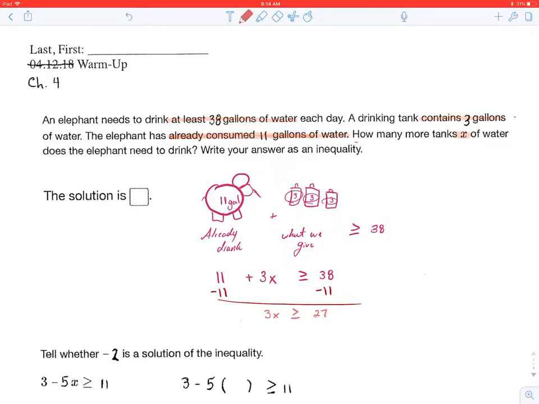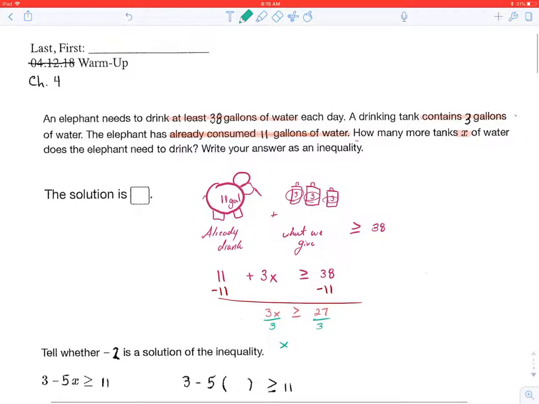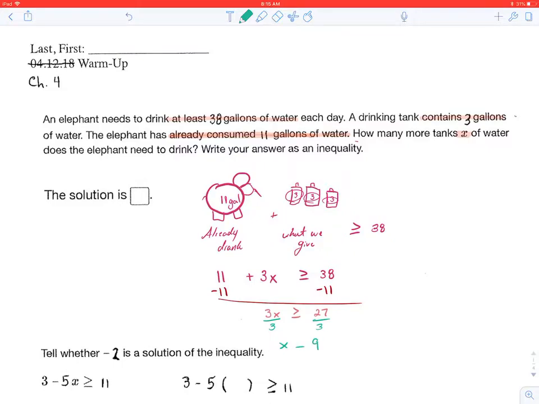Now that wouldn't be our answer right there, because we're not being asked how many more gallons the elephant needs to drink. We're asking how many more tanks we need to give the elephant. So if we need to give him 27 more gallons and each tank contains 3 gallons, then we can divide those two values to determine that X, the number of tanks that we need to give the elephant, is either equal to 9 tanks or more than 9 tanks. Because if we give him more, then he's gone over his goal, which is always good. But if we give him less, then he didn't reach that daily goal of water, and he would be in dehydration.